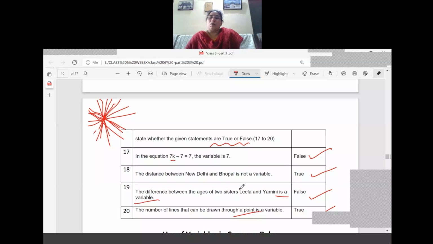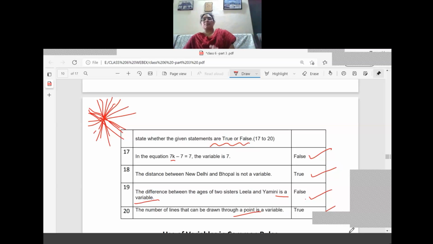It's true. Now, the difference between the ages of two sisters is a variable. Yes, definitely. Again, the difference between your brother and sister, otherwise your sister and you. When you take the difference, you will get a number only. Number means it is not a variable. It's given as a variable, so our answer is false only. Number of lines that can be drawn through a point is a variable, because a point is taken, many lines can be drawn. That is why we have written it is a true one, right?